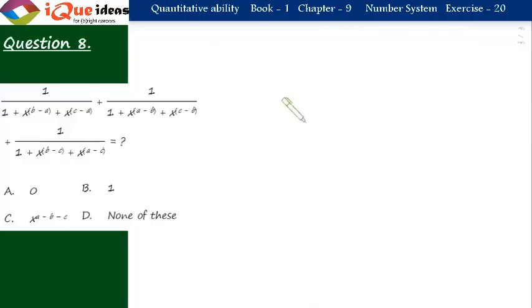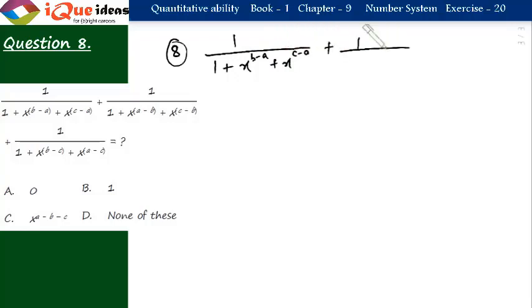Now let's take up question number 8. Question number 8 says 1 upon 1 plus x raised to the power b minus a plus x raised to the power c minus a, plus 1 upon 1 plus x raised to the power a minus b plus x raised to the power c minus b, plus 1 upon 1 plus x raised to the power b minus c plus x raised to the power a minus c.